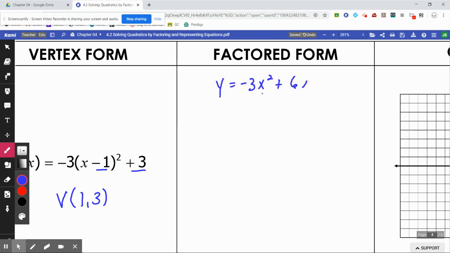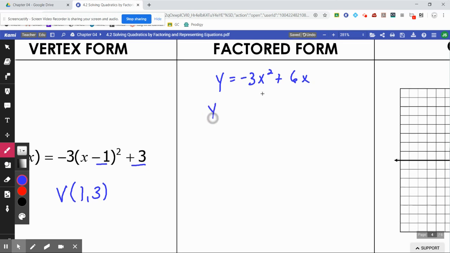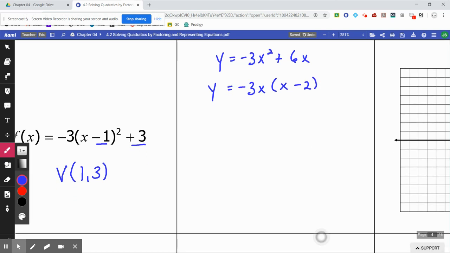Let's now change that to a factored form. And this one's really easy to factor because the C term's missing. If C term's missing, then you have a GCF. Just factor out the negative 3x. You're left with an x and a negative 2. Set each factor equal to 0, and that tells you your roots. Set this equal to 0, negative 3x equals 0 gives you 0. Set this equal to 0 gives you 2.